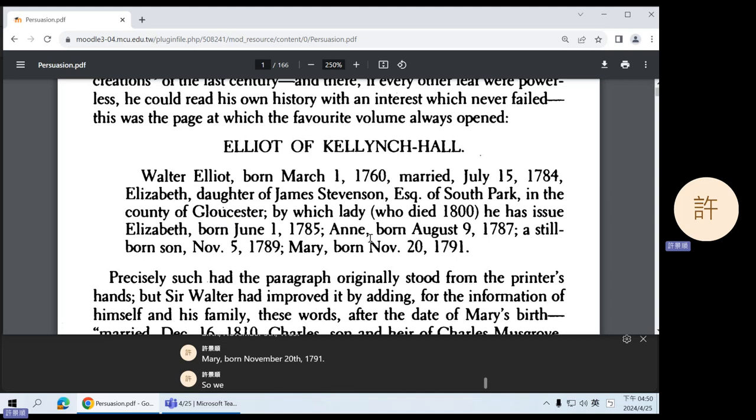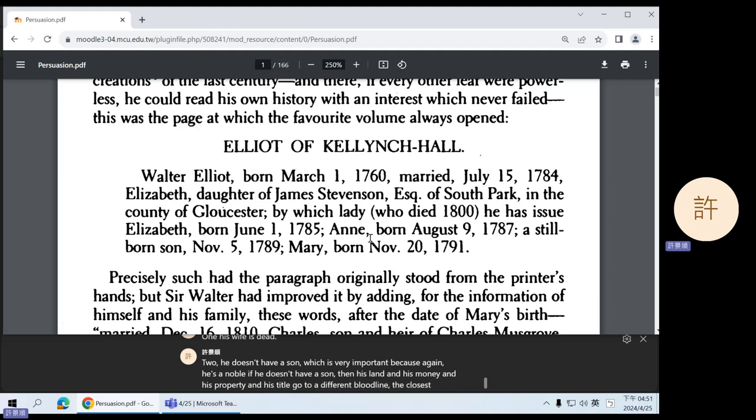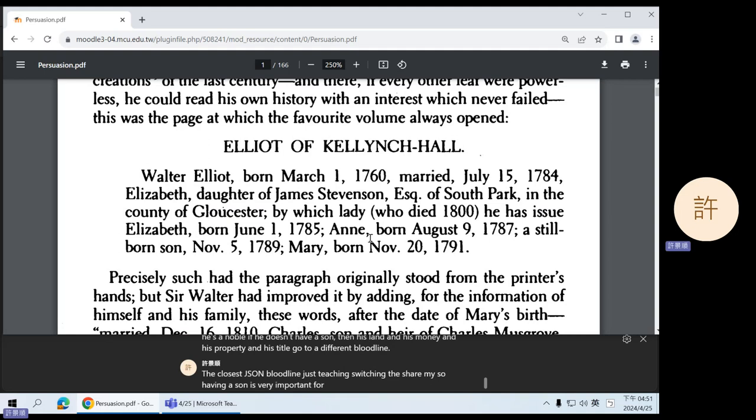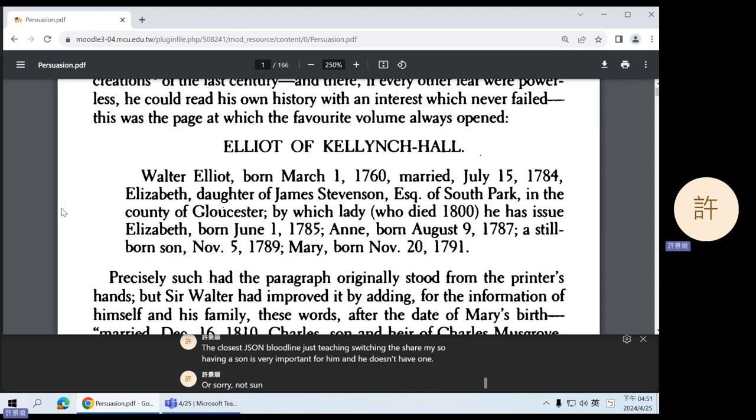So we immediately notice two things. One, his wife is dead. Two, he doesn't have a son, which is very important because, again, he's a noble. If he doesn't have a son, then his land and his money and his property and his title go to a different bloodline, the closest adjacent bloodline. So having a son is very important for him. And he doesn't have one. Or sorry, not son. Son or grandson. His wife is dead. If he doesn't get a new wife, he can't have a new son. He can only wait for a grandson.